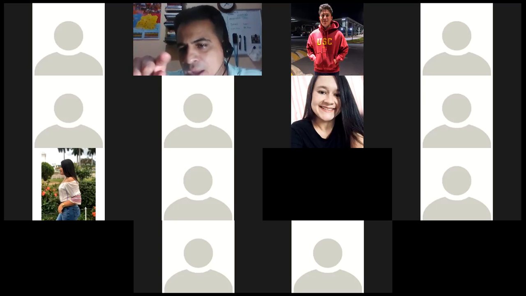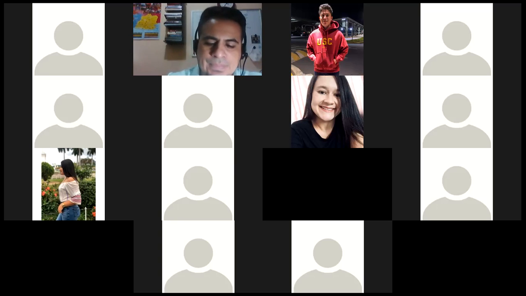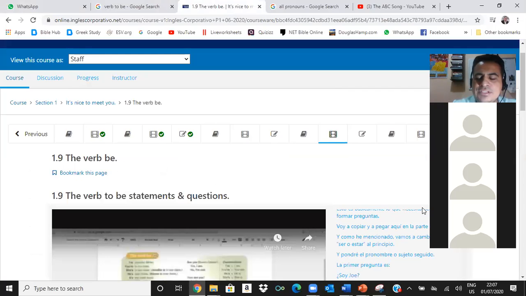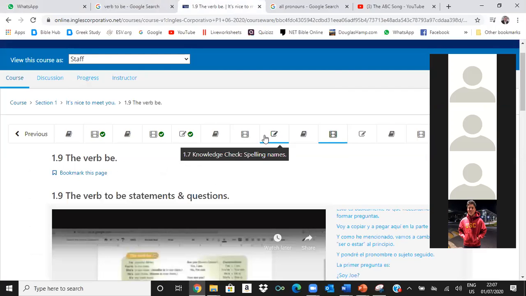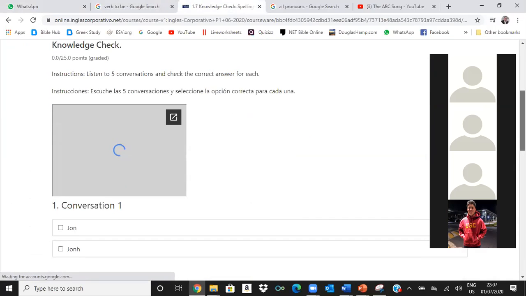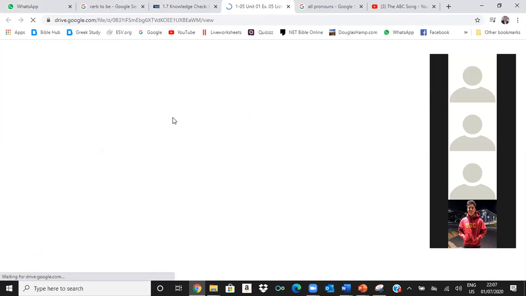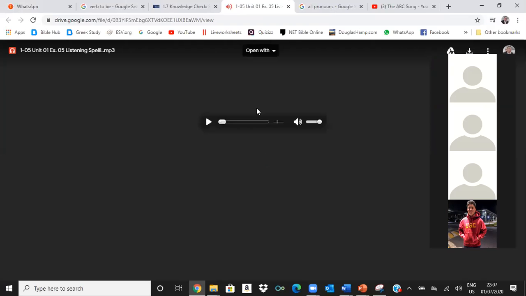Hay una opción que dice pop out. Entonces tú le das clic allí y te abre el audio en otra pestaña. Te voy a enseñar. ¿Qué ejercicio era? 1.7. Sí. Ok. ¿Pueden ver mi pantalla? Sí. Aquí está la flecha. Pop out. Click. Me abre el audio en otra pestaña. ¿Sí? Y ahí le doy play. Sí se reproduce. Ok.